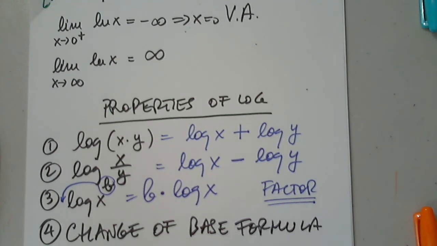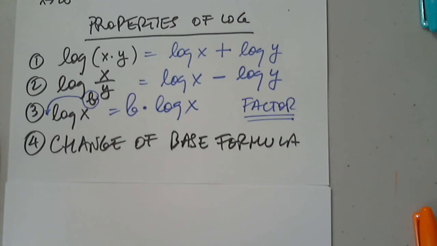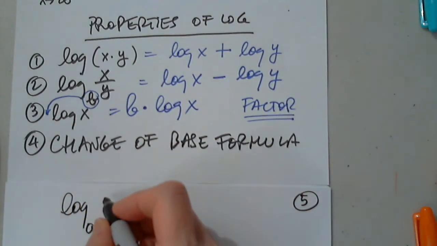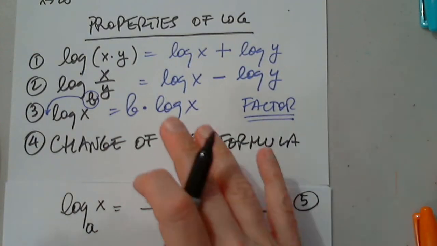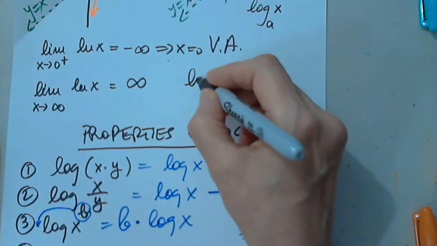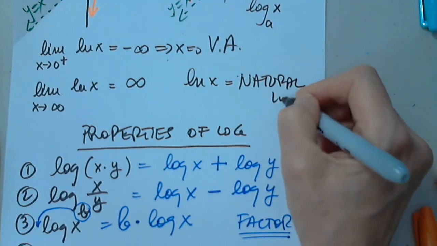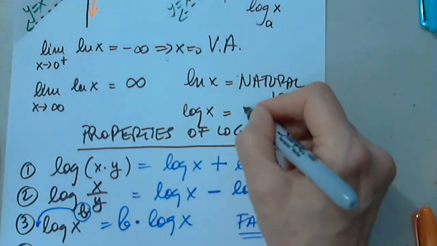And the change of base formula. If we have any base, we can change it into any of the 2 in the graphing calculator. So if I have, let's say, log base a of x, and I want to change it into either natural log or common log. I forgot to mention that. Let me write this down. So natural log x is natural log, and log base 10, which I showed you in the calculator, this is common log.